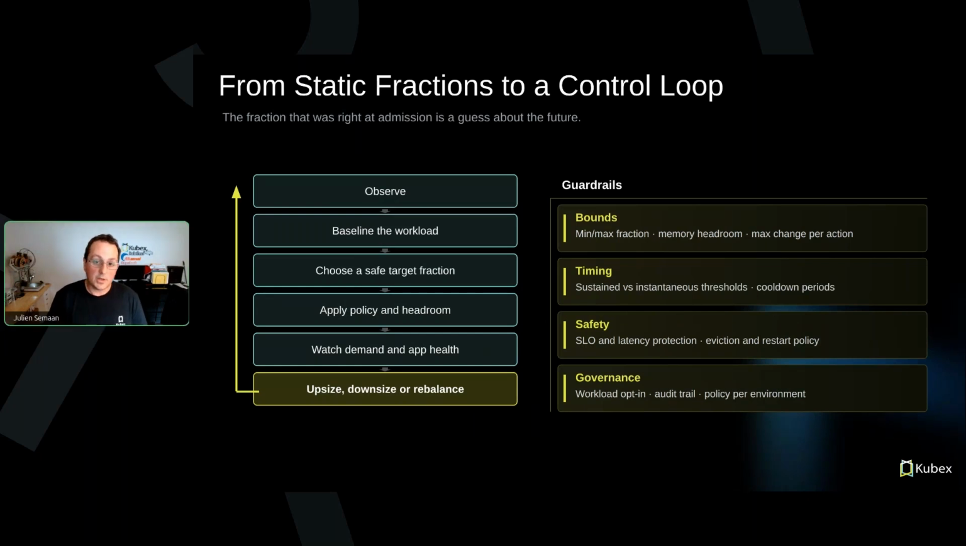The loop itself is straightforward. The guardrails that we have here are what make it safe. In practice, we usually want to grow allocations quickly when an application is at risk and then shrink them more cautiously. So now let's look at how this works in our demo.